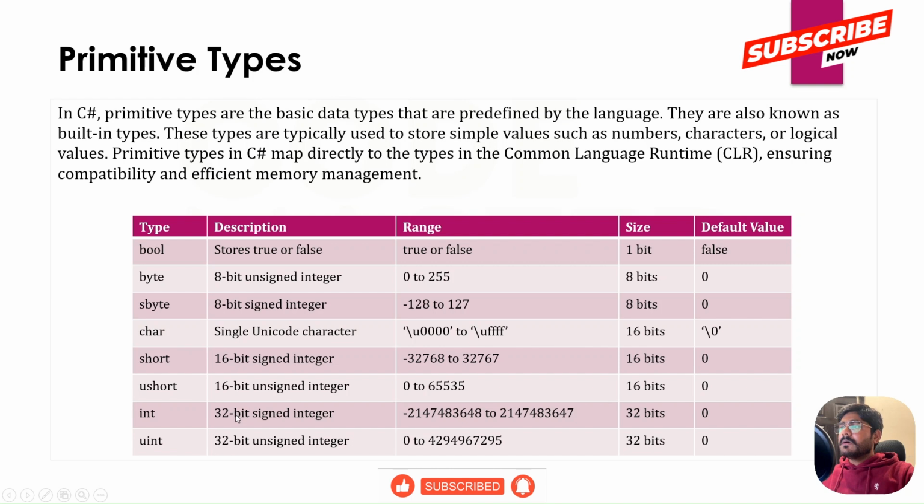Int is a 32-bit signed integer, and the range is a little bit more. It is going to consume 32 bits in the memory, and the default value is 0. The same is applicable for uint also. It is also going to consume 32 bits in the memory, but the range starts from 0 to 4294967295. So if you are sure about your ranges, how many numbers you are going to hold in your variable, based on that you can make use of these integer data types.